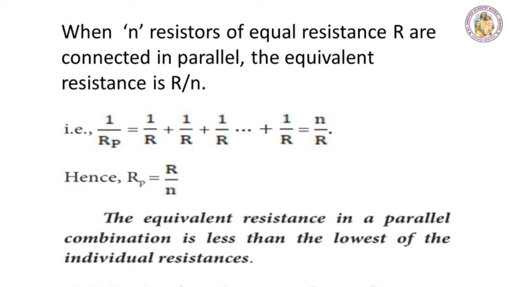When a number of resistors are connected in parallel, the sum of the reciprocals of the individual resistances is equal to the reciprocal of the effective or equivalent resistance.